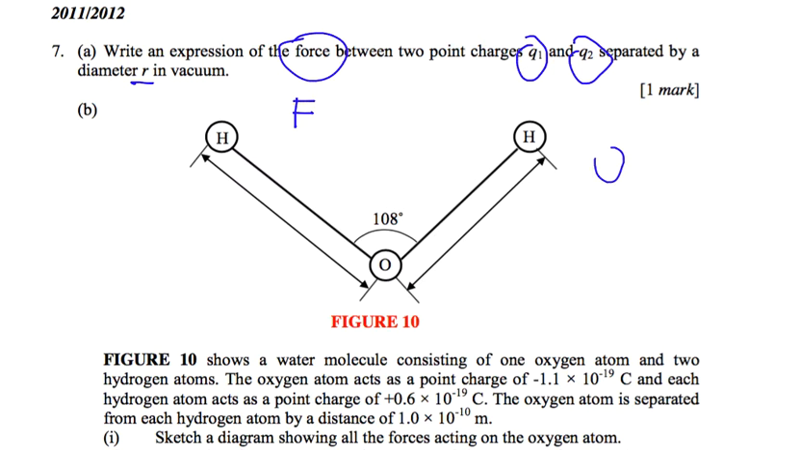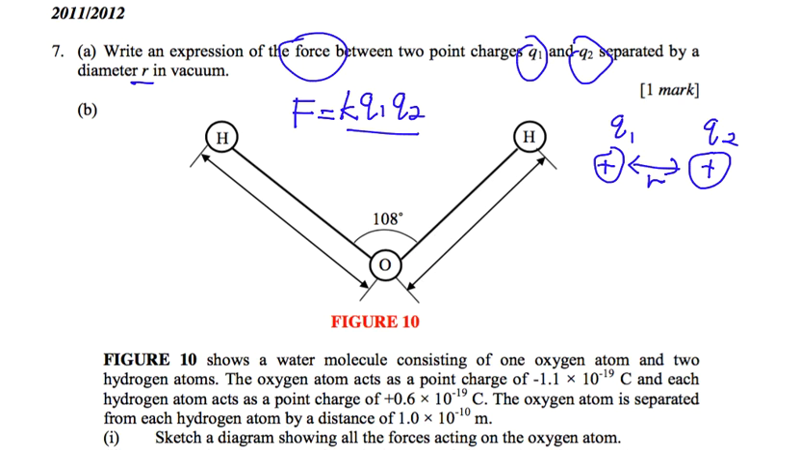Let's say you have a positive charge and another positive charge. This is Q1 and this is Q2, and this is the distance between the two charges. So the force between Q1 and Q2 is given by the equation: constant K times charge Q1 times charge Q2 divided by the distance squared.